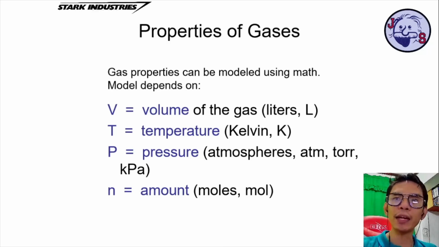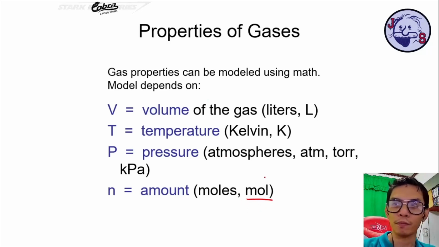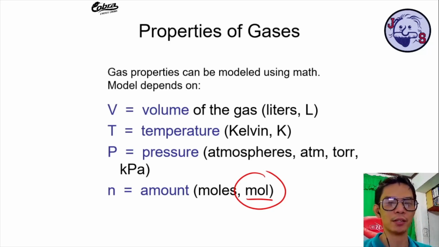And finally, we have the amount of gas. So n should always be in mole, and the unit is mol. Mole is the amount of molecules present in a certain mass of your gas. So these are the properties of gas that we have right here.